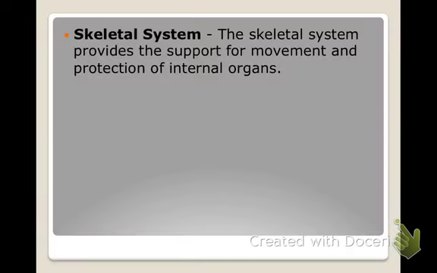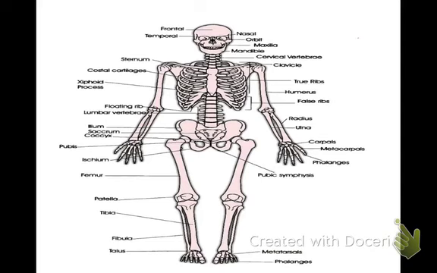Okay, so now we're going to get into our systems. Our first system is the skeletal system. The skeletal system provides support for movement and protection of internal organs. So that's what it does. It provides support and protection of internal organs. That is its job. Okay, let's take a look at it.